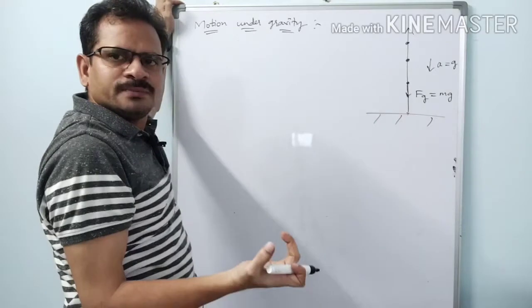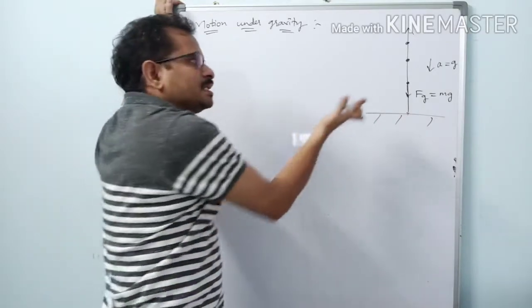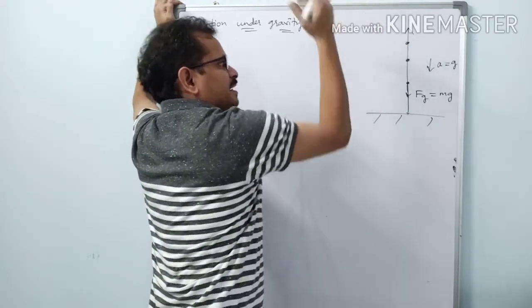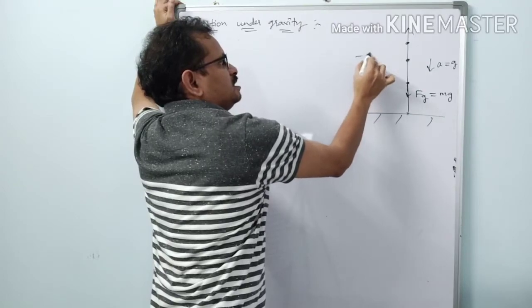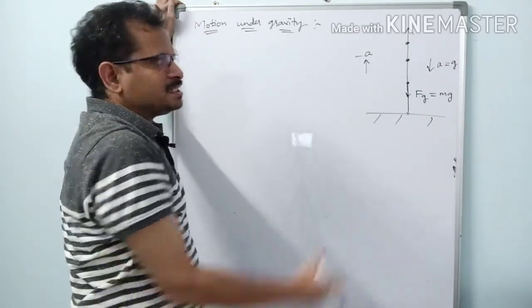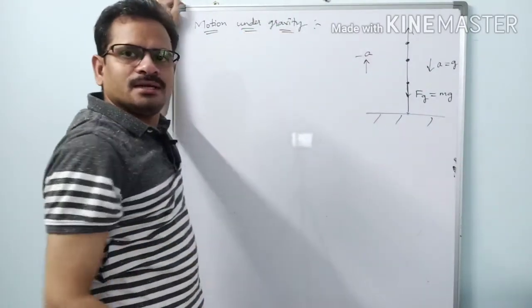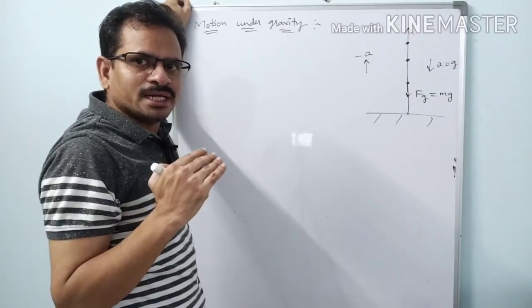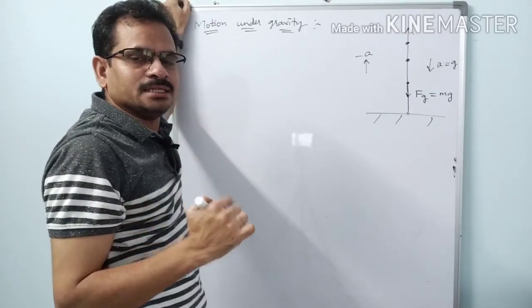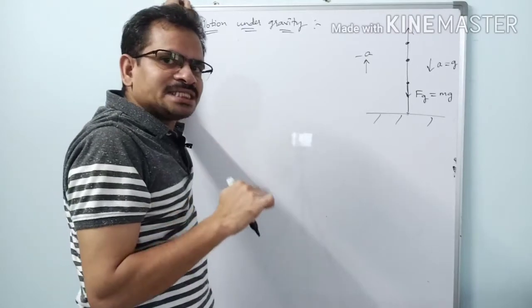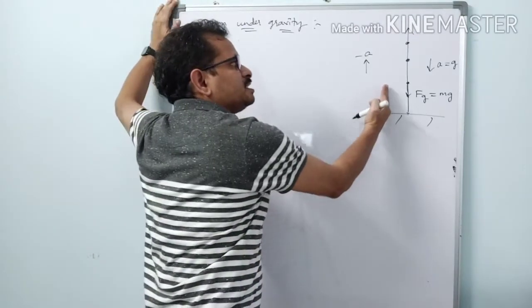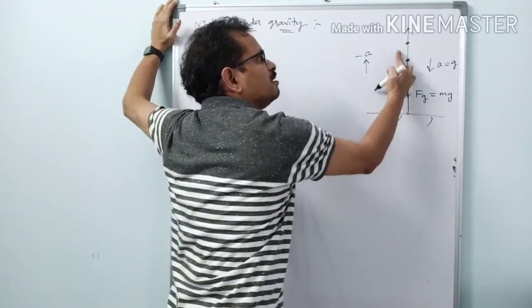Acceleration is downwards, so what about deceleration? Deceleration is in this direction. What does deceleration mean? Velocity is decreasing. In which direction is velocity decreasing? In this direction. As we move in this direction, velocity is decreasing.